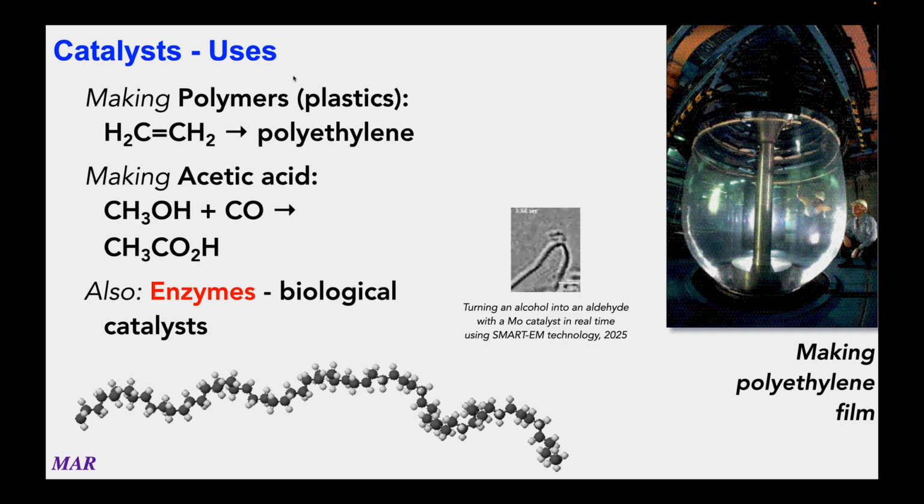This is a picture from 2025. It shows turning an alcohol into an aldehyde. Now, the alcohol would be like methanol there, CH3OH, and it's turning it into an aldehyde, which is a carbon hydrogen with a double bond on it. It's pretty cool. This is a brand new thing.